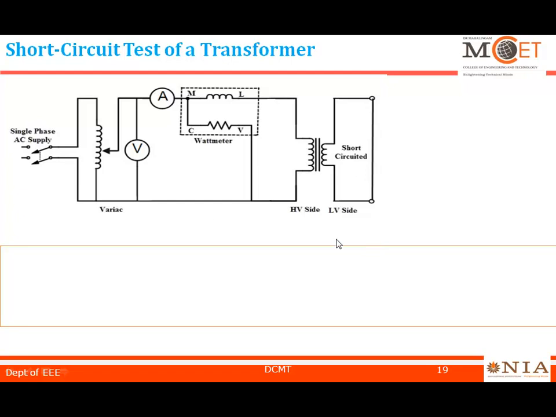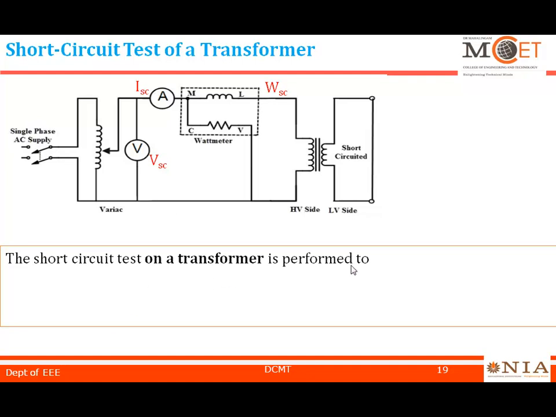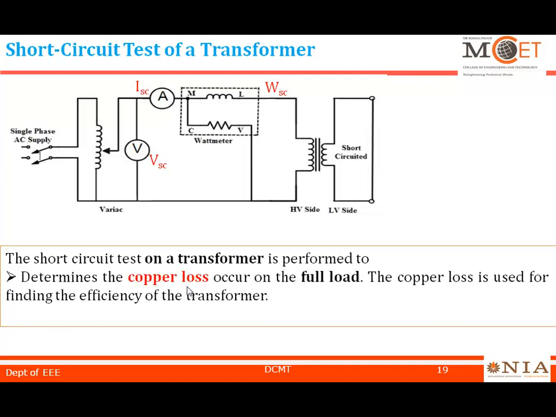For this, we have to apply the rated current. In this, VSC is the short circuit voltage, ISC is the short circuit current, and WSC is the short circuit power. The short circuit test on a transformer is performed to determine the copper loss on full load. The copper loss is used to find the efficiency of the transformer. When we short circuit the low voltage side, we are going to find the copper loss on full load.